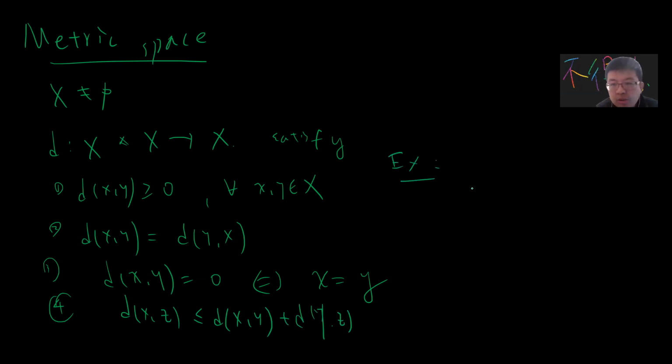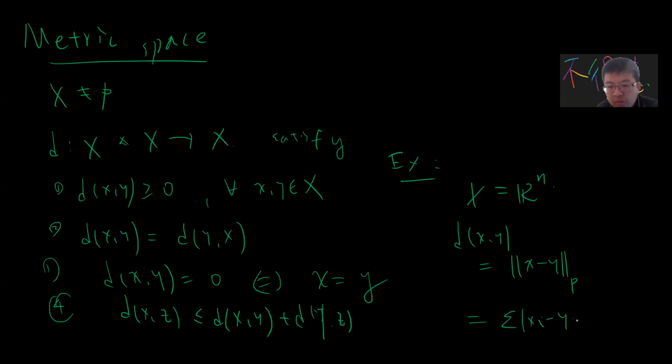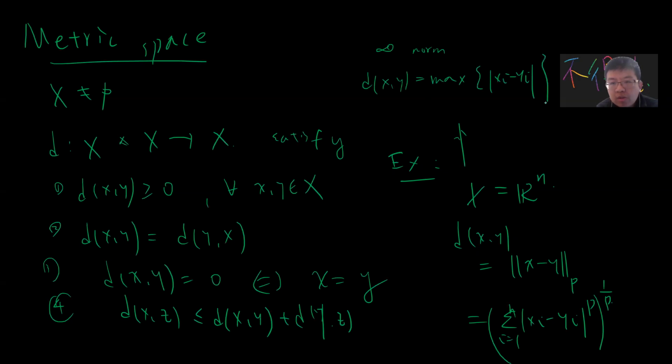The standard example is to take X to be R^n, n-dimensional Euclidean space. You can define the distance to be the so-called p-norm, the sum over i from 1 to n of |x_i minus y_i| to the p, all to the power 1/p. There is also the so-called infinity norm, where you define d(x,y) to be the maximum over i of |x_i minus y_i|. It is a very simple exercise to prove that these are all metric spaces.